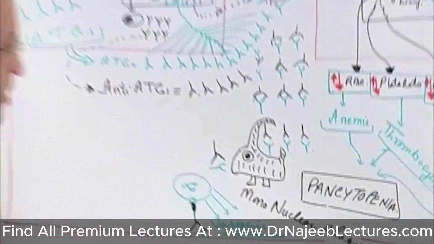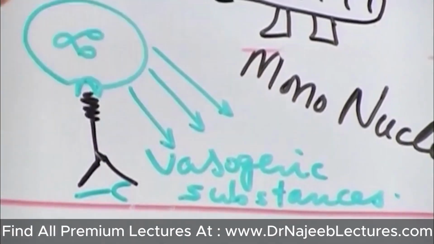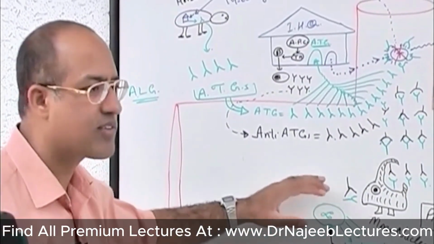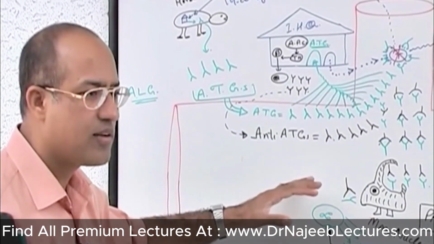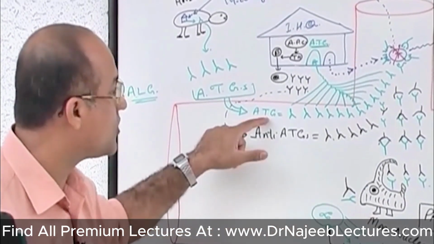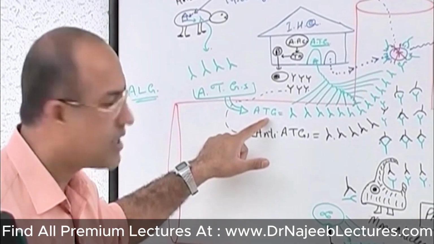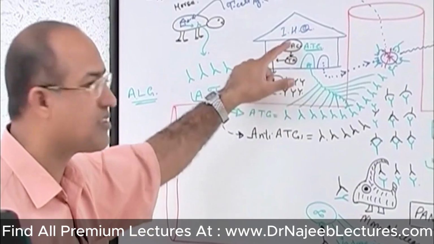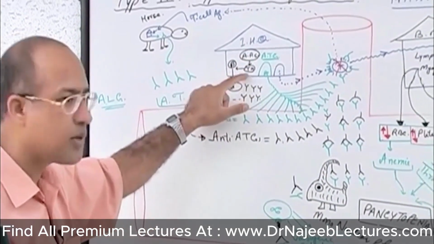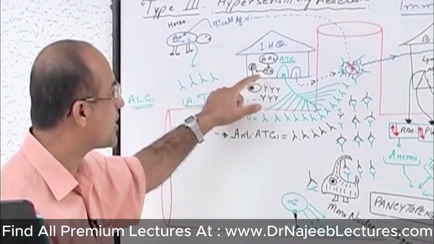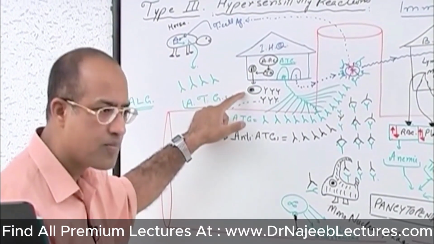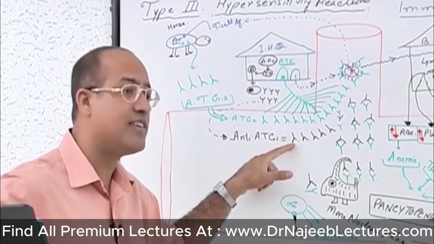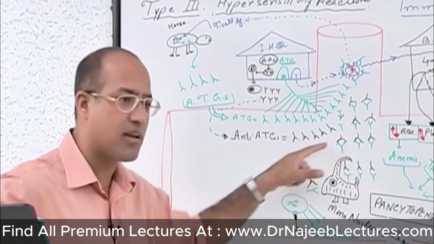Again, let me tell you what really happens. In this patient, immune complexes were formed, right? Formation of immune complexes occurs around the 10th day, 7 to 10 days after the injection of ATG, because 7 to 10 days are required by the immune system to capture, process and present the ATGs to the T helper cell, and the T helper cell takes time to activate the B cell to convert into plasma cell. So in 7 to 10 days the patient develops anti-ATGs and then immune complexes are formed.